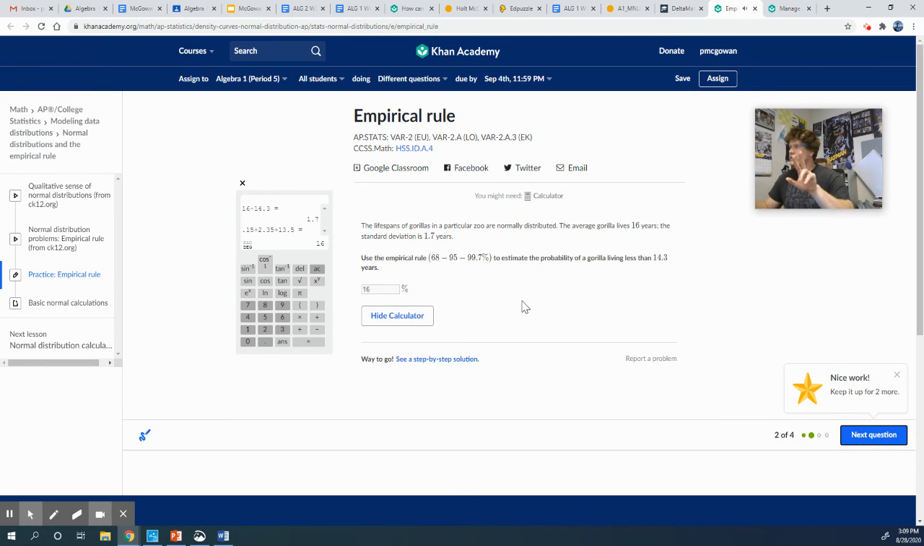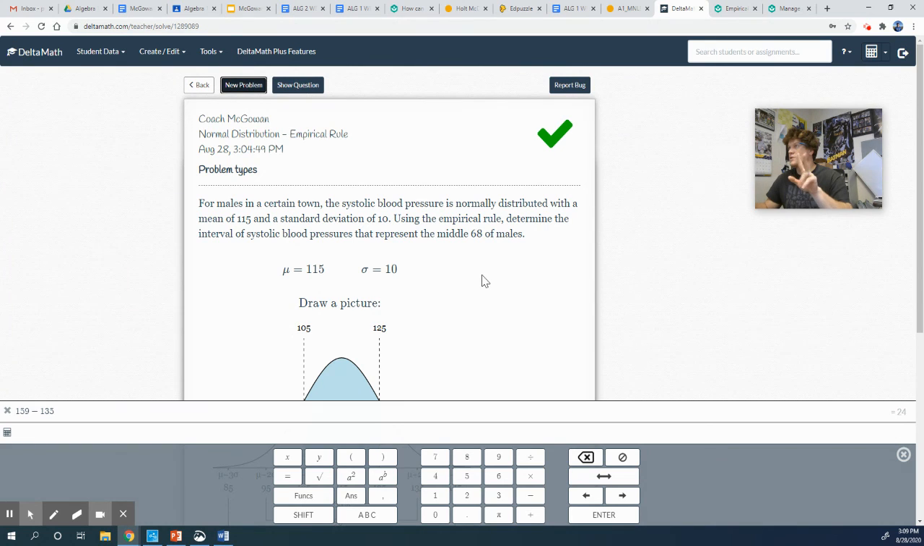So there's the 2 different types of questions you're going to get in the Khan Academy assignment tomorrow. There was 2 different types of questions you're going to get from the Delta Math that you should have started yesterday. Hopefully that's all you need.